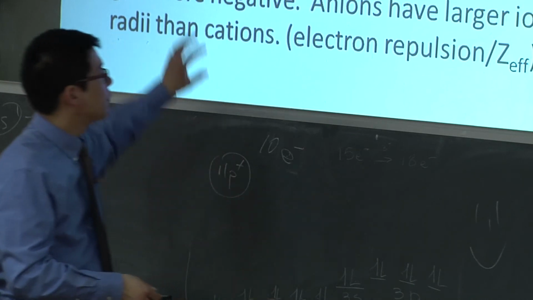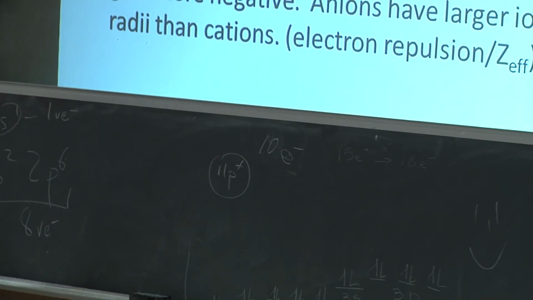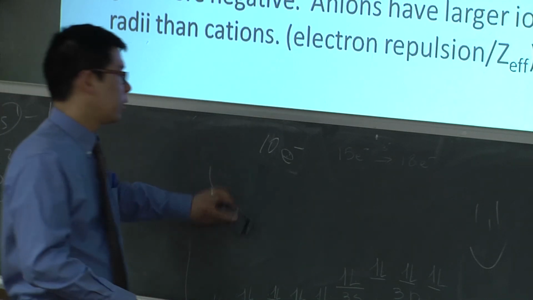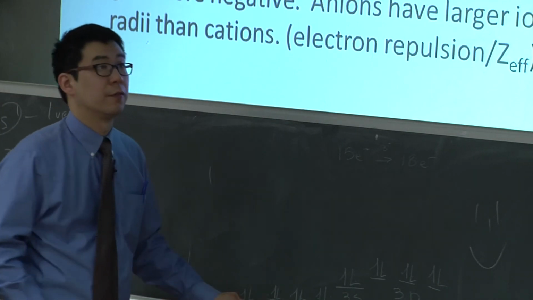So positive ions are going to get smaller, and the more positive they are, the smaller they're going to get. That means +2s are going to be smaller than +1s. +3s are going to be smaller than +2s. If we're looking at negatives, anions, the opposite effect occurs.